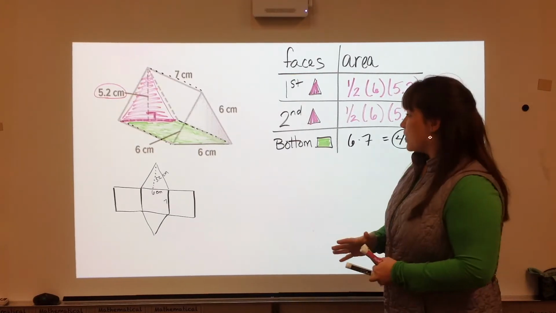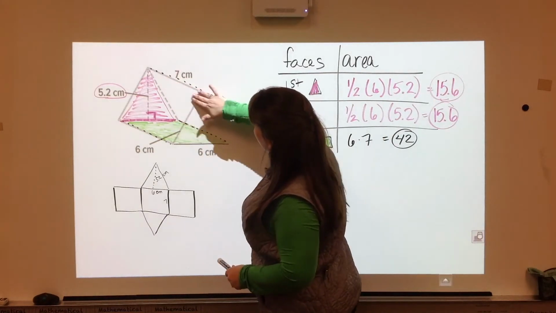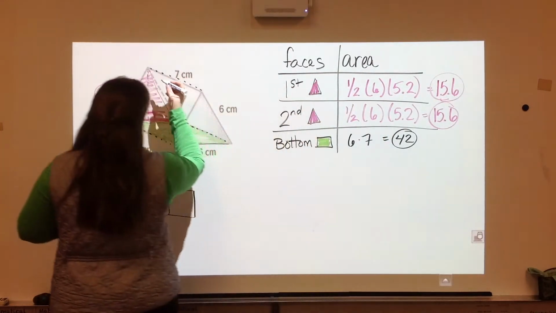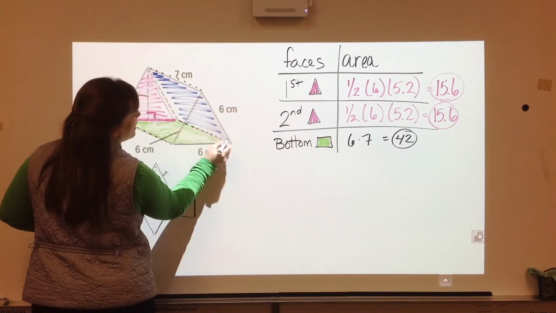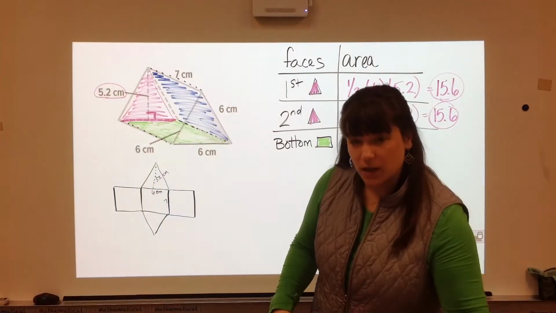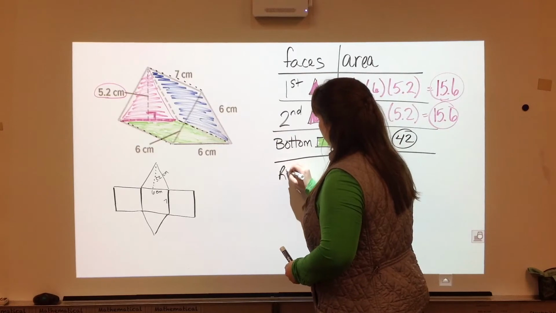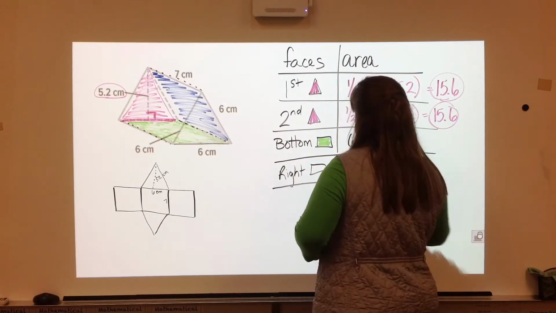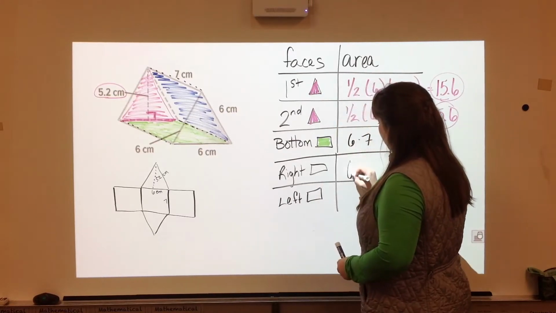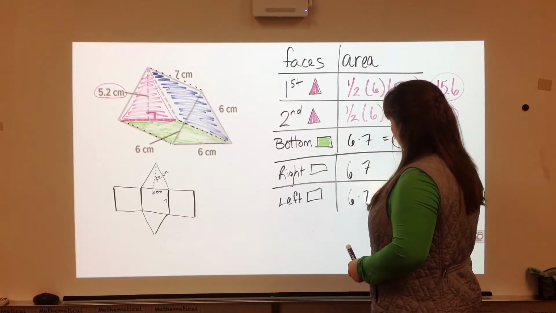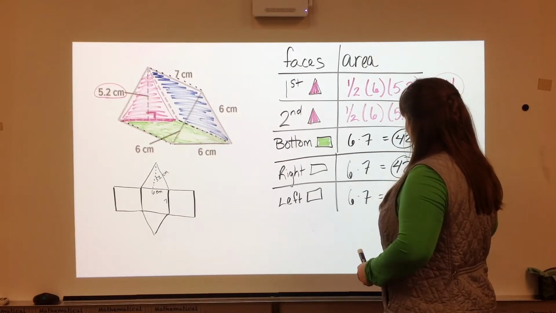The fun part about this one is that the right-hand side of this shape is this parallelogram right here. I'm going to shade that in blue. It's still going to be the same dimensions as the bottom because it's an equilateral triangle that we're dealing with here. So the right rectangle and the left rectangle are going to have the same dimensions. So we're going to end up with another 42 for both of those.